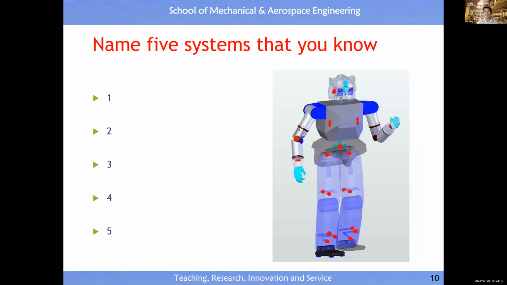Now, let's say I give you this robot and ask you to name five systems from this picture. So I guess it'll be easier. A robot must have a vision system to see.